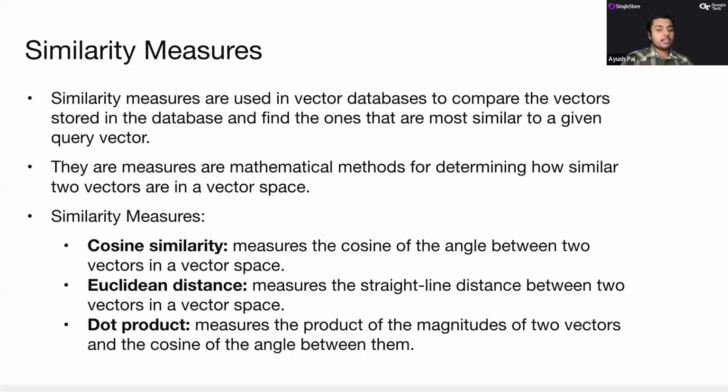And then the final version is dot product. So dot product is another fundamental operation which multiplies corresponding components of two vectors and sums the results. It acts similarly to cosine similarity, but includes the magnitude of the vectors, and thereby provides a measure of both direction and length.